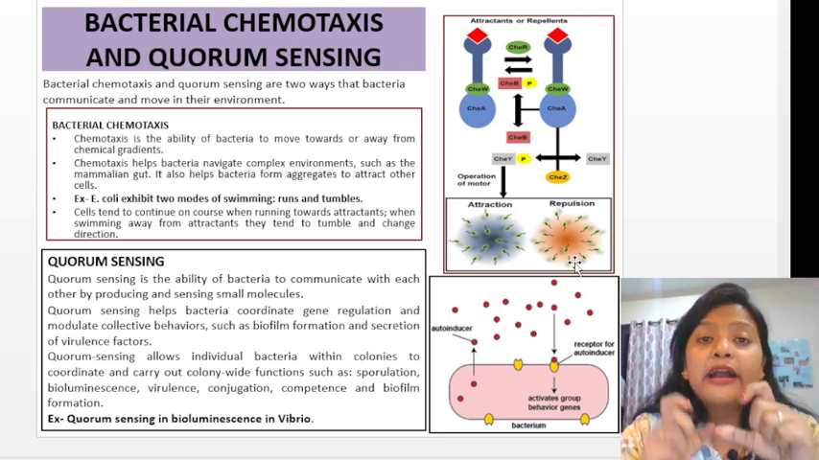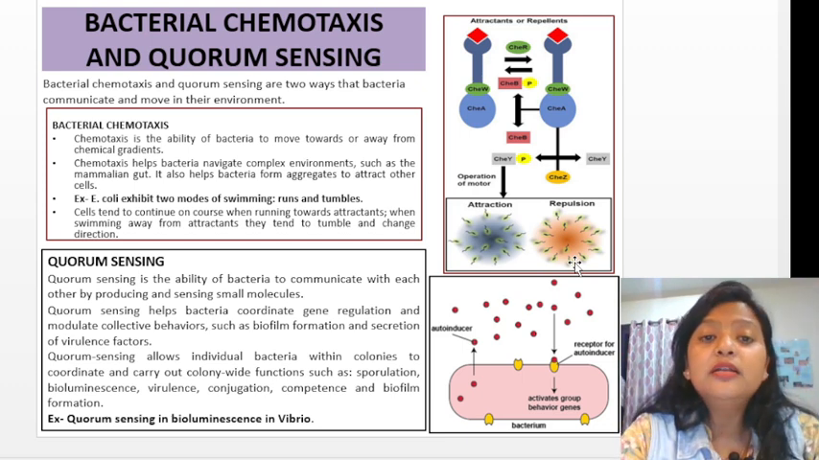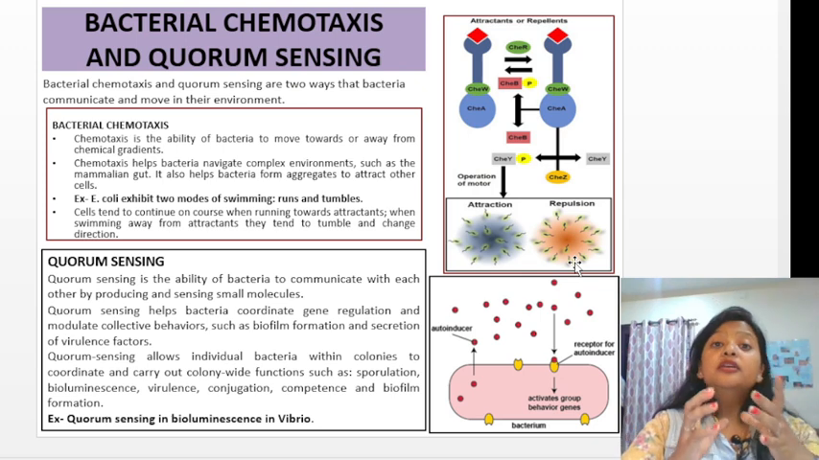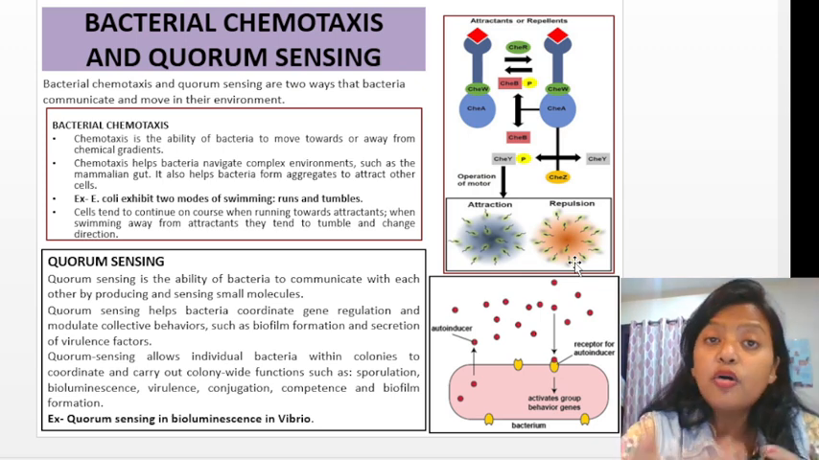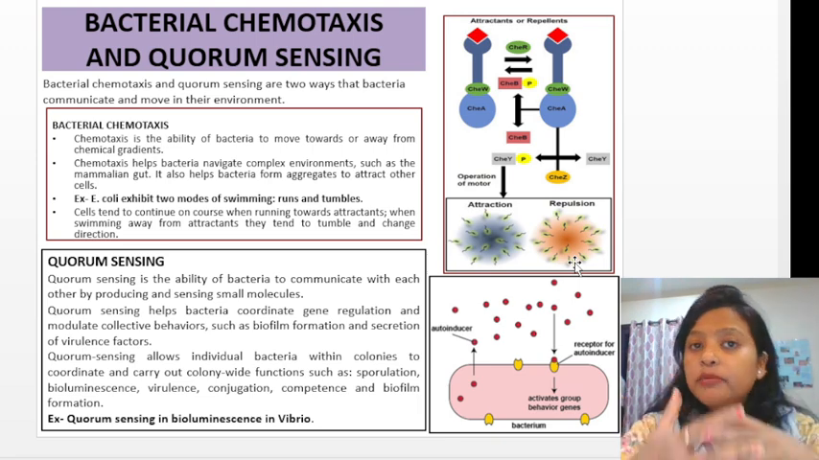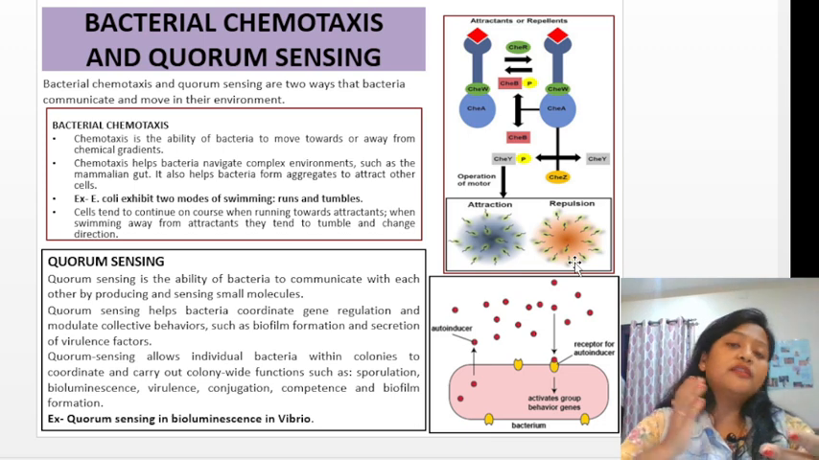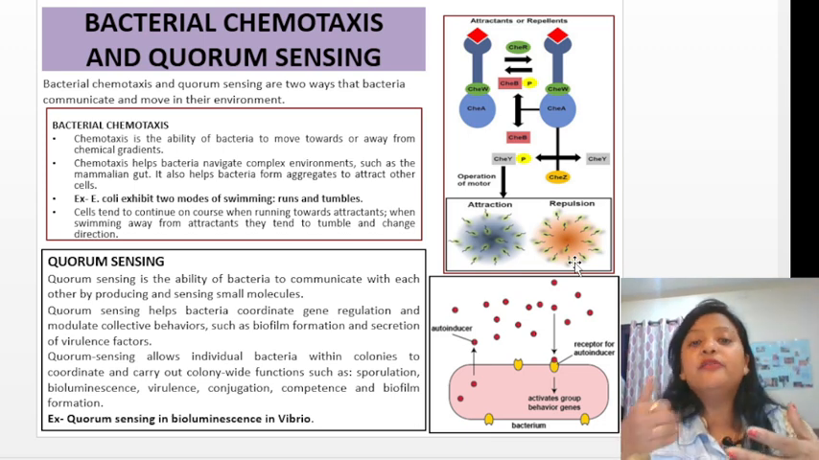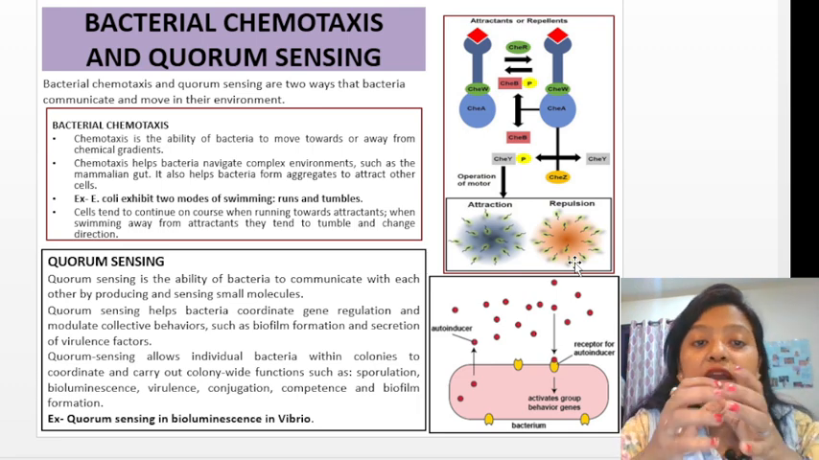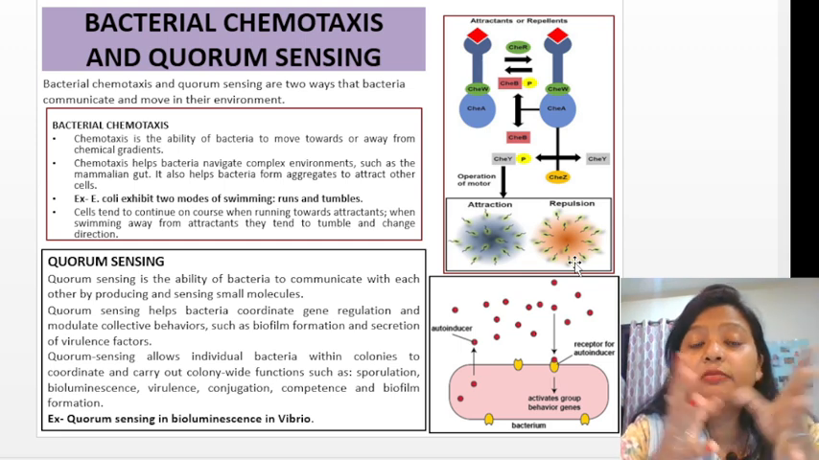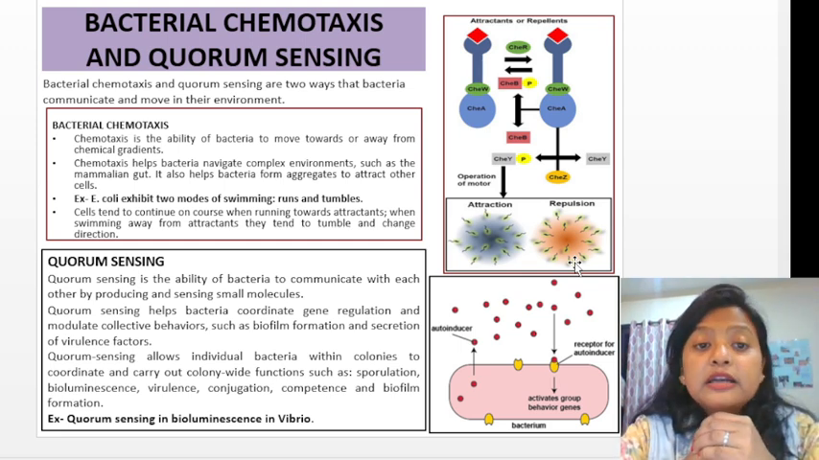So what is bacterial chemotaxis? Chemo means chemical. Chemotaxis means bacteria can move either towards a chemical gradient or away from the chemical gradient. So if a chemical signal is present, the bacteria can either go towards it, or it can move away from it and be repelled. This is known as chemotaxis, this ability of the bacteria. The most common example is gut bacteria.